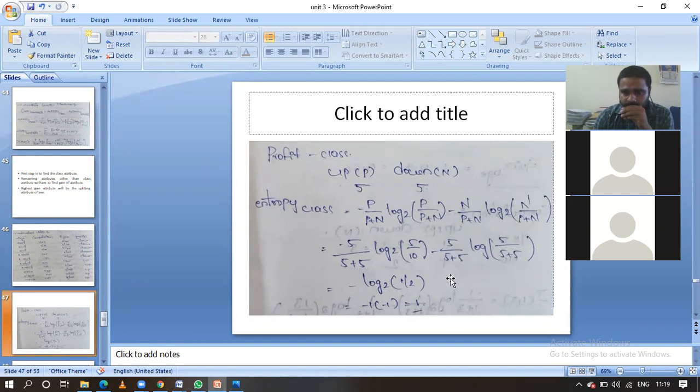Now calculate. That is equivalent to minus half log half, and minus 0.5 log 0.5, which is equivalent to minus log half.